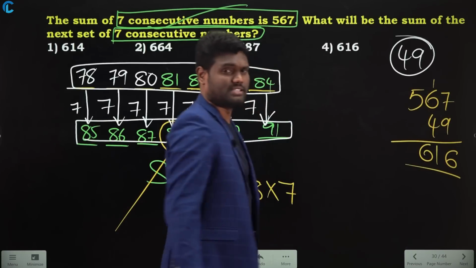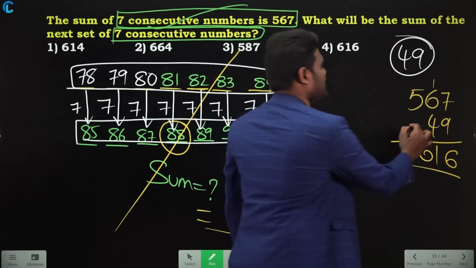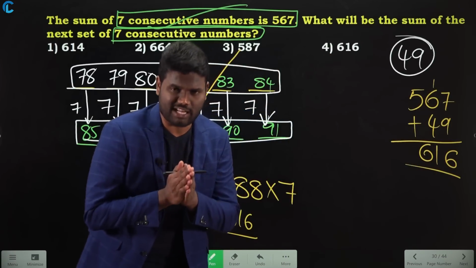So the answer is 616. Instead of all this calculation, you can directly add 49. Many students get confused about how to add this 49, but adding this 49 is very simple.